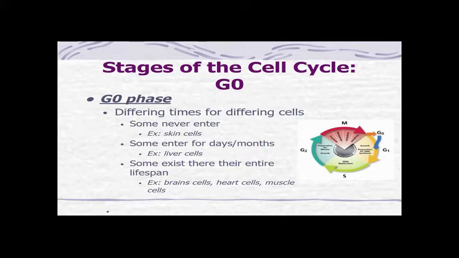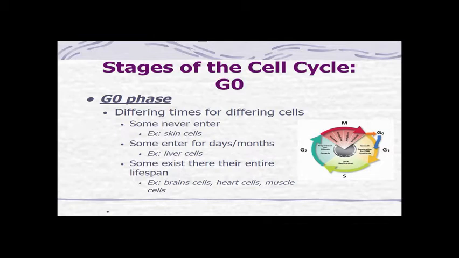For example, liver cells. Liver cells don't need to divide all the time. They only need to divide if there's old worn out cells that need to be replaced, or there's been an injury or some sort of damage. And so liver cells might be in G0 for days or months, and then all of a sudden we need new liver cells, so they'll hop back into the cycle, do what they need to, and once enough cells are produced, they'll hop back out and go back into G0.